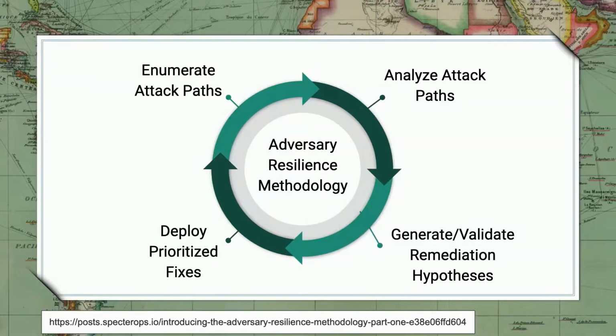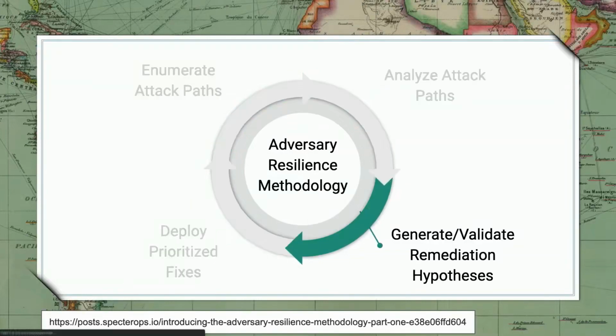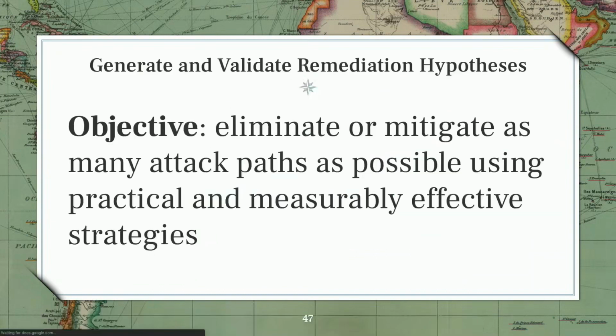So let's go back to our overall resilience methodology, and now we want to look at how we can generate and validate these, so to say, remediation hypotheses. Our objective here is to eliminate or mitigate as many attack paths as possible using practical and measurably effective strategies before we actually attempt to deploy them in production. So when we say practical, we don't want to come back and say, well, you just have to re-architect the entire forest. It's easy, and everything will be fixed. Go implement our forest tomorrow.